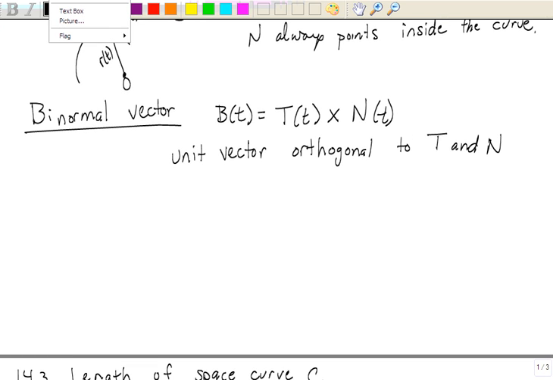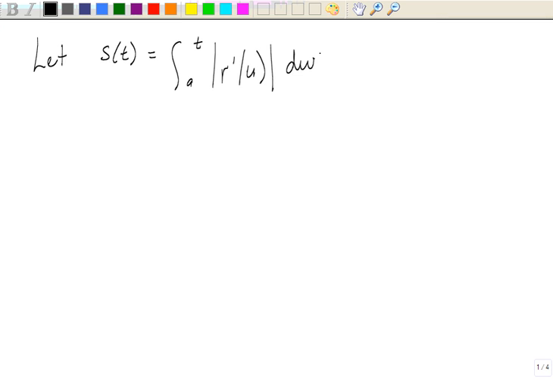Okay, let's note some important facts. What we're going to try to do is parameterize the curve, and let s of t be the integral from a to t of the magnitude of r prime of u du. So s is the arc length from a to t, which is also the integral. Let's do this in 2 dimensions.